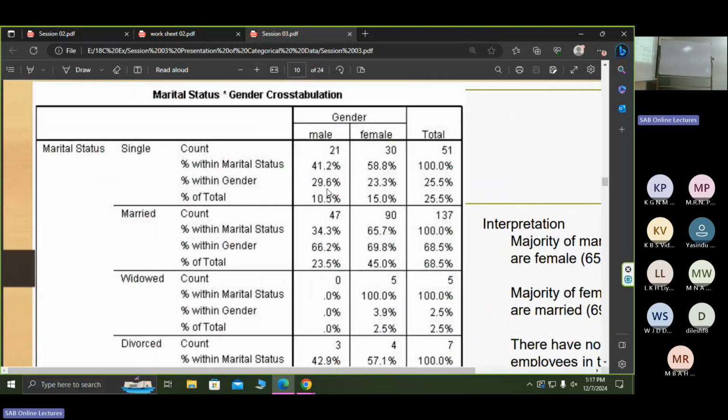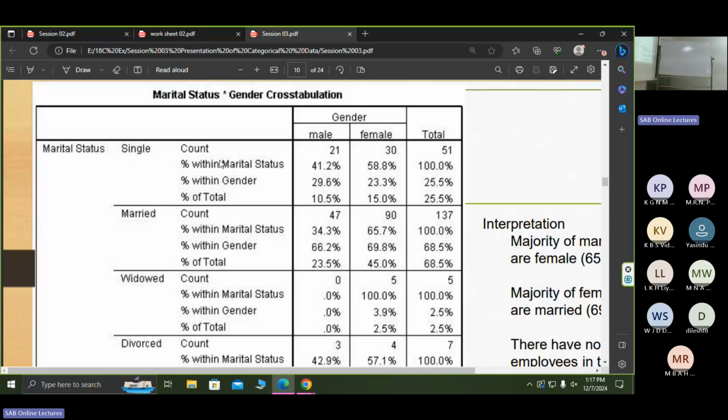Percentage values. Did you say that? It's clear? Then in here, the first one, column wise we display the gender, row wise we display the marital status. Okay? Then looking at the first one, count. Then their marital status category, single.